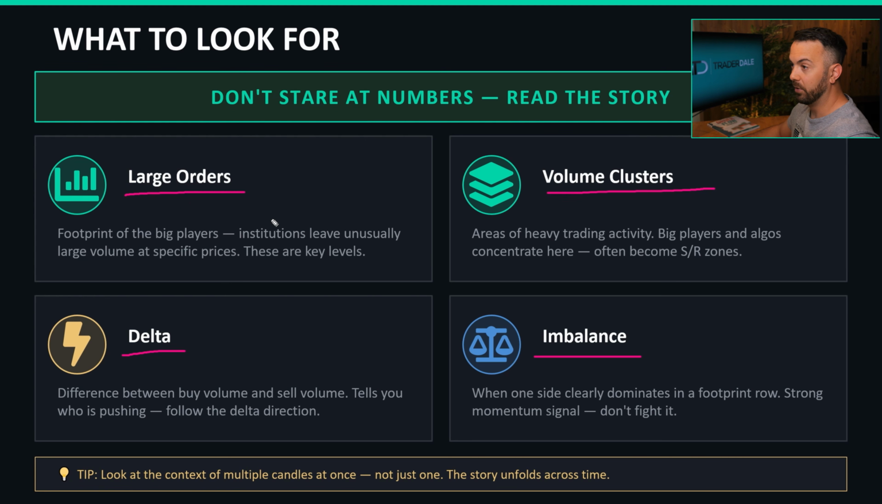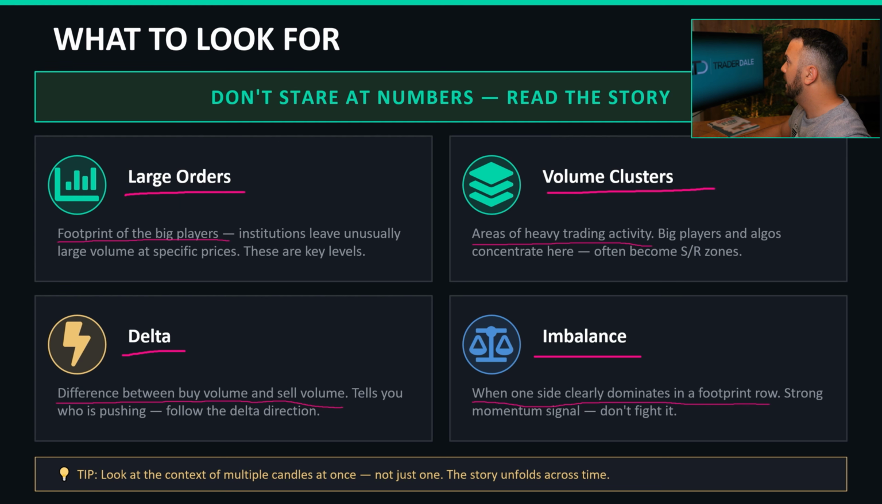Large orders are important because they are footprints of the big players. Volume clusters are important because they show areas of heavy trading activity. Delta is so important because it shows the difference between buy volume and sell volume, and imbalances are important because they show if one side of the market is clearly dominating the market. So, for example, if buyers are dominating the market, imbalances will show you exactly that. Okay, so those are the 4 core things to look for in each order flow chart.